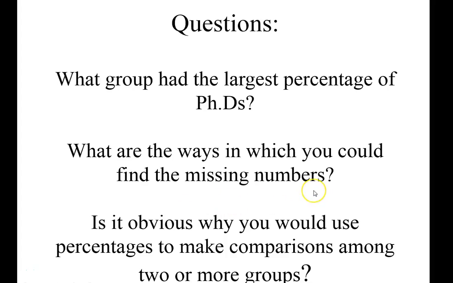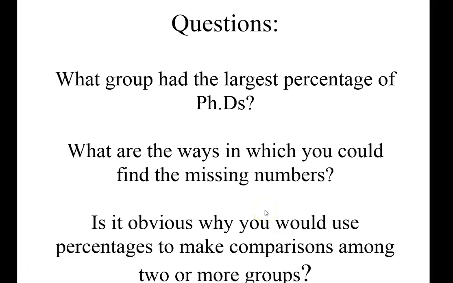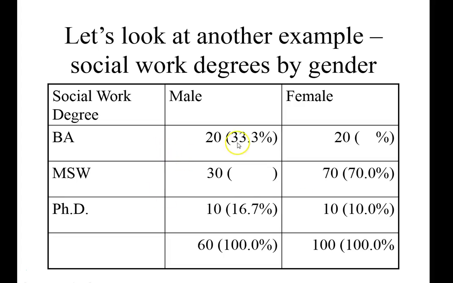What are the ways in which you could find the missing numbers? We just did that. I mean, there's a number, right? You could subtract, divide. So either way. Is it obvious why you would use percentages to make comparisons among two or more groups? What do you think? Do you think this is easier to look at the percentages? If you look down here, if you had seen 10 and 10, you might think that the same percentage of that group were PhDs in the same number, but no, you have more males that were PhDs. It just tells you a little bit more.